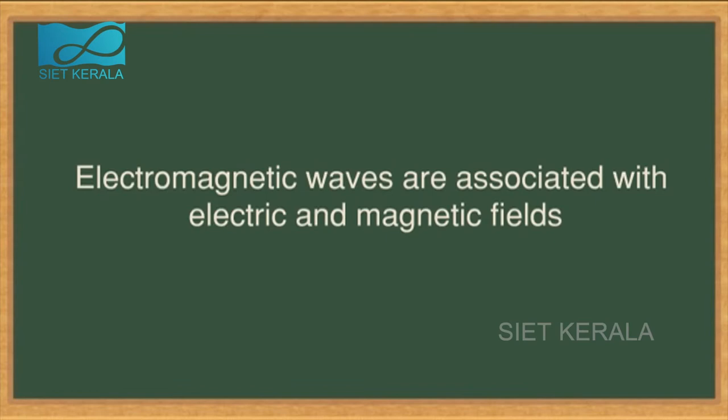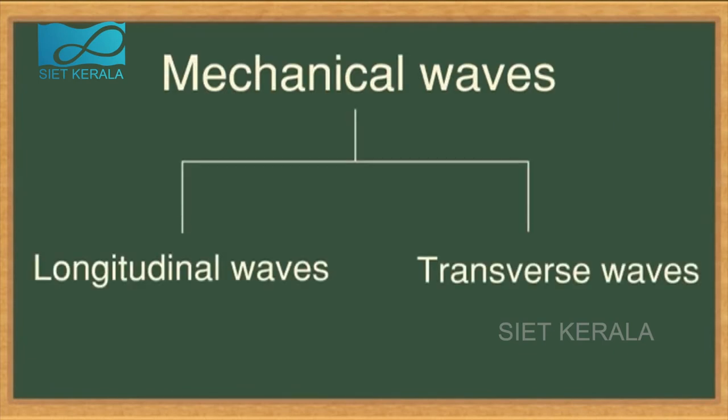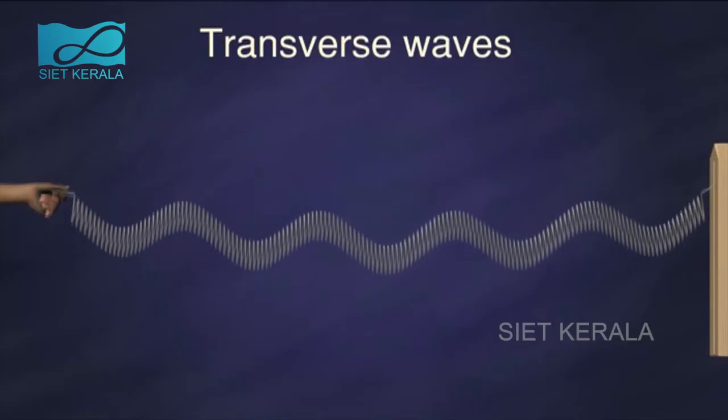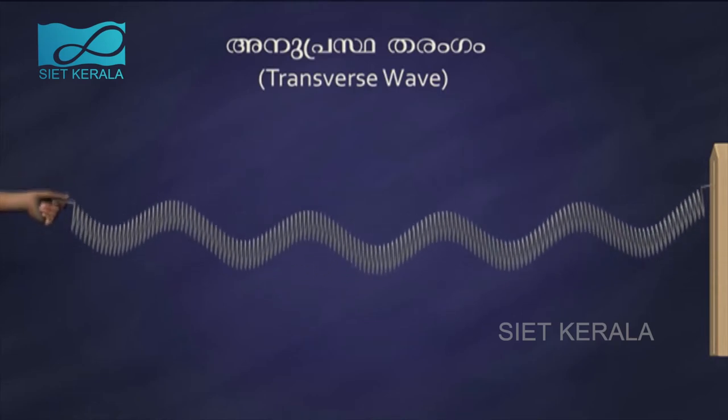Based on the difference in vibrations of particles, mechanical waves are classified into two. When particles of medium vibrate in directions perpendicular to the direction of propagation of waves, then the waves generated are transverse waves. This is the perpendicular vibration of particles of medium due to transverse waves.